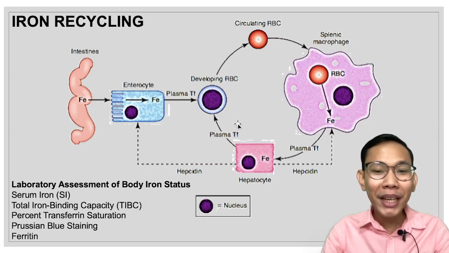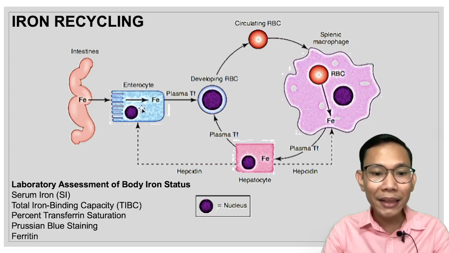So tingnan natin. First, unang-una, yung iron sa ating intestine, will be reabsorbed by our body sa ating enterocyte. So papasok ang ating iron. And then, it binds to your apotransferrin for transport to cells such as your developing red blood cells.